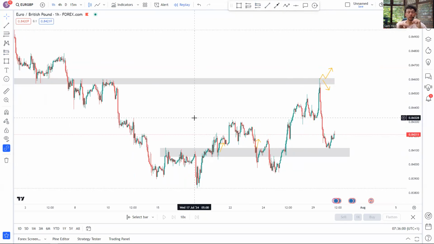Another part of my entry criteria is that more often than not, I like to go with the daily trend if that's possible. Of course, if there's a really great setup and it's against the trend, I'll still take it. The trend is not the main part of my strategy. It's just a nice added complement to the strategy if it's there.